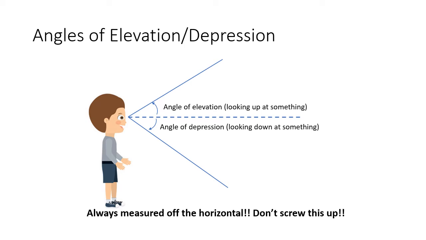Oftentimes when we're using right angle trigonometry to solve problems, we're given the terms angle of elevation and angle of depression. What that's referring to is we're introducing a vertical dimension. Imagine you're standing and you tilt your head to look up. The angle off the horizontal that you're looking up is called an angle of elevation. And if you look down, the angle off the horizontal to where you're looking is called an angle of depression.